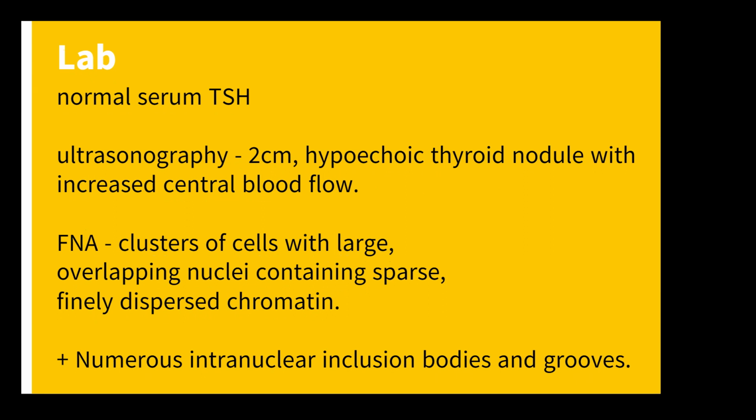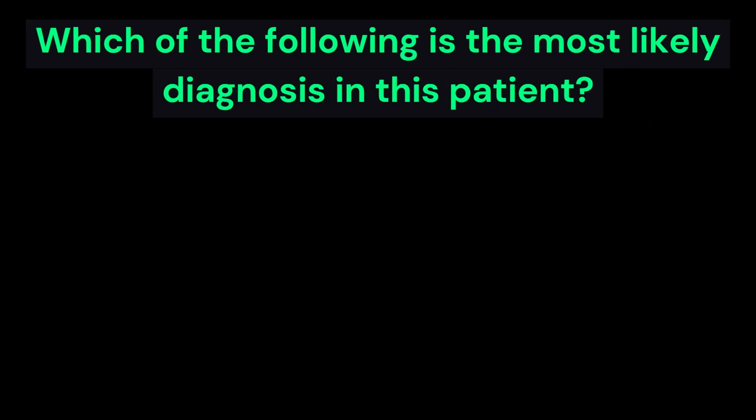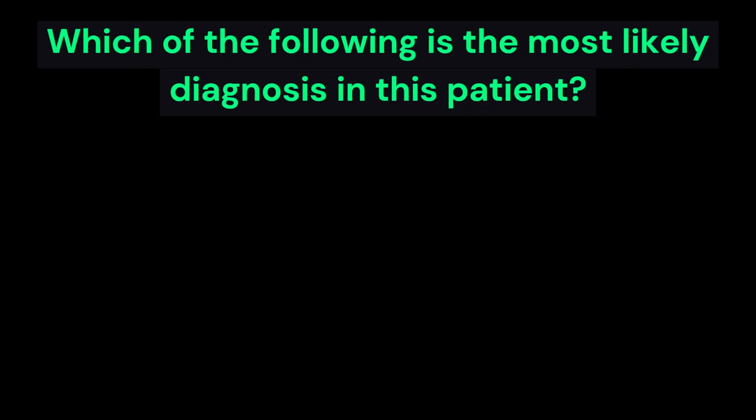Thyroid ultrasonography reveals a 2 cm hypoechoic thyroid nodule with increased central blood flow. Fine needle aspiration biopsy shows clusters of cells with large, overlapping nuclei containing sparse, finely dispersed chromatin. Numerous intranuclear inclusion bodies and grooves are also seen. The question is: which of the following is the most likely diagnosis in this patient?